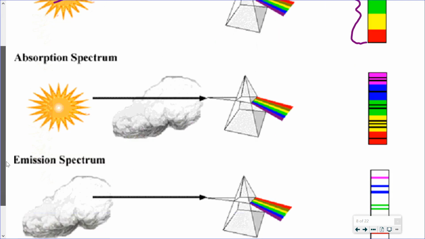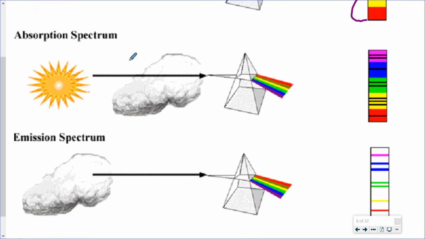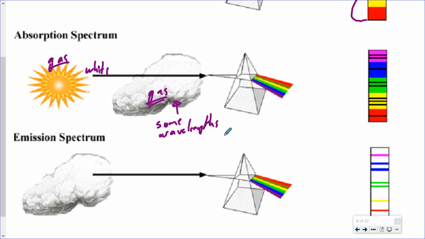The one in the middle is called the absorption spectrum. So around any star, including our sun, there is going to be a gas. And that's what it's representing with this cloud here. So that is a cloud of gas, which in reality would be all around the sun. Even though the sun is generating white light, before it reaches the Earth, it has to pass through a gas. And what's going to happen is that some wavelengths are going to be absorbed. And if they're absorbed, that actually means they're going to be removed.